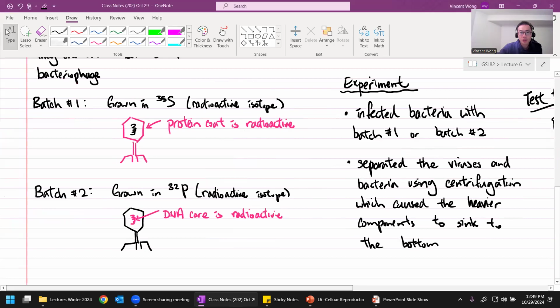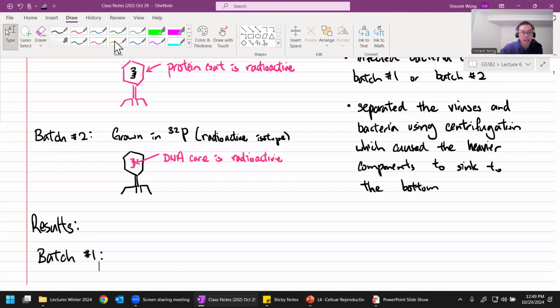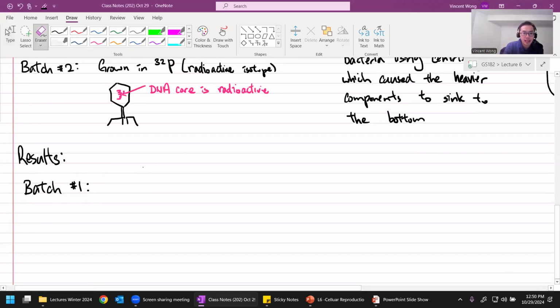Okay, so that was the experiment. Let's take a look at the result. Results. So let's check batch number one. These are the viruses that have the radioactive protein, and they infect the bacteria with them, and then separate them, spin it down, and detect the radioactivity only at the top portion.